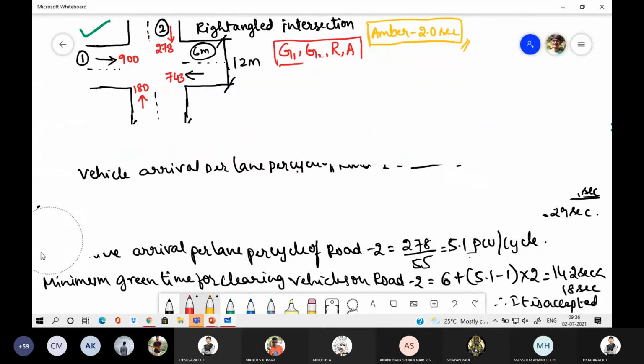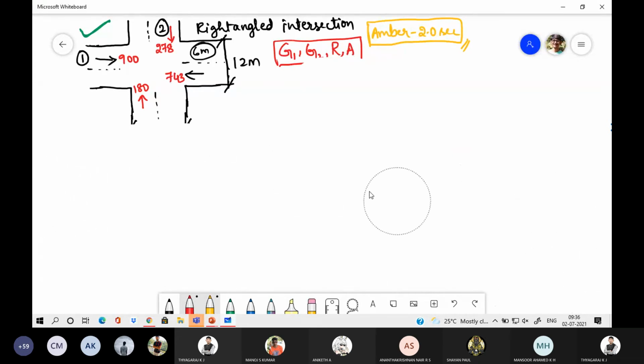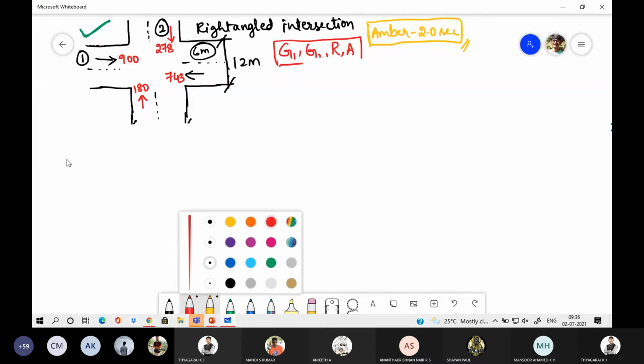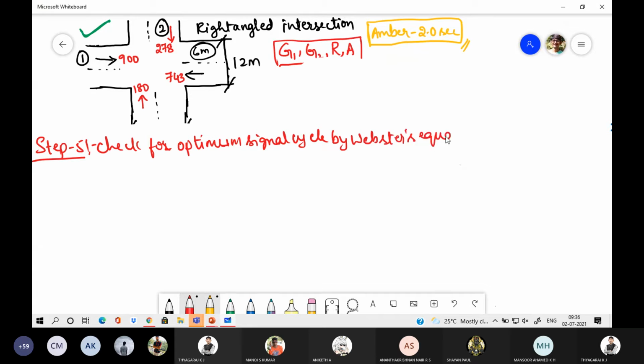Step 5. Now step 5 is checking the signal timings by Webster's method. So check for optimum signal cycle by Webster's equation.